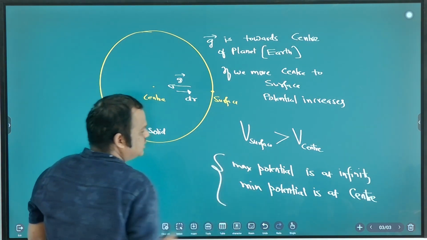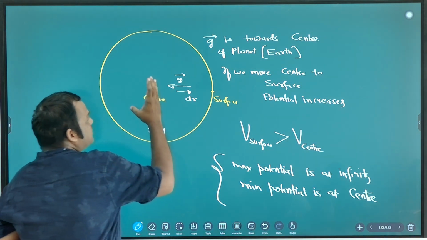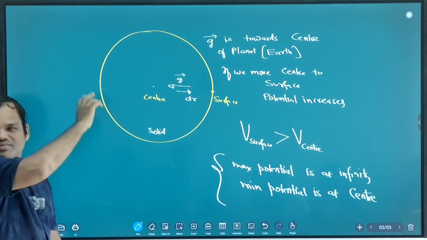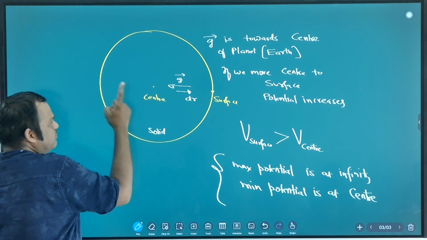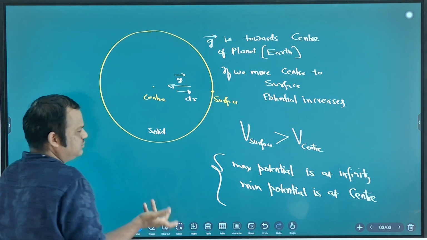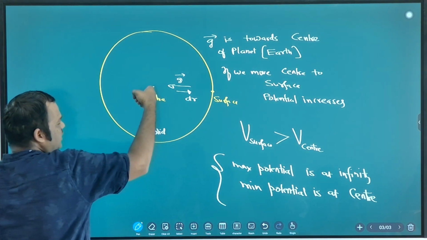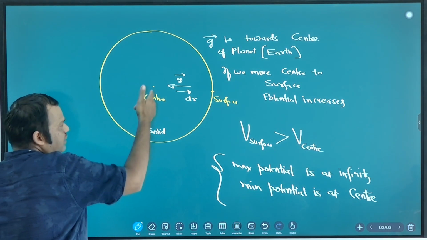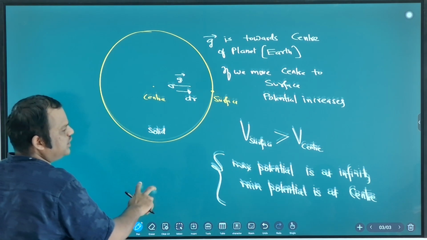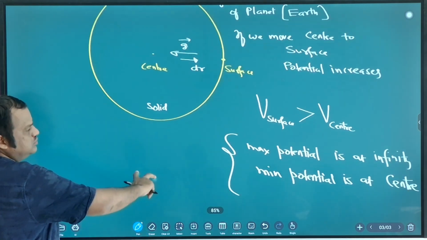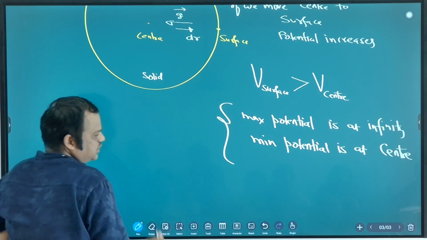Memorize this, as assertion-reason type questions may be asked. Gravitational potential is maximum at center: true or false? False, correct. Very good. Potential at the center is minimum: true. Potential at infinity is maximum: true. So memorize these two or three points. Now I will come to the derivation.